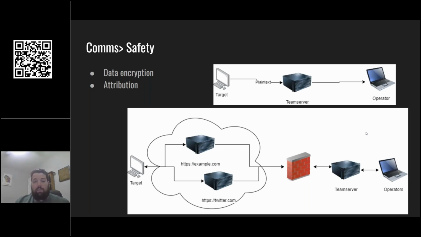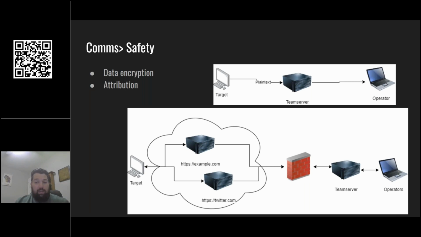Safety as it applies to comms, mostly focusing on data encryption and attribution. So for data encryption, if you're using, say, HTTP with plain text data, then anyone who snoops on your traffic is going to be able to see that. An instance where that could be really bad: if you're a red teamer and you're operating on a hospital network, for instance, and HIPAA data is being leaked, you're going to have a bad day, and so are a lot of other people.